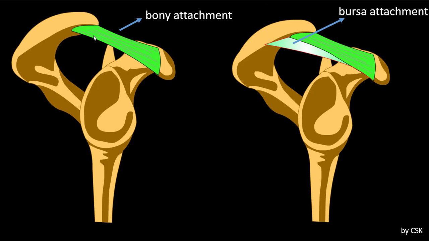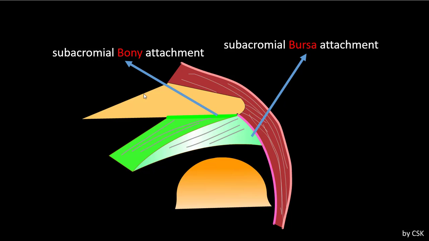This is sagittal view. This is the bony attachment of the coracoacromial ligament, but you should know there are other portions, the bursal attachment. This is really attached to the bursal tissue or muscle. This is oblique coronal view.